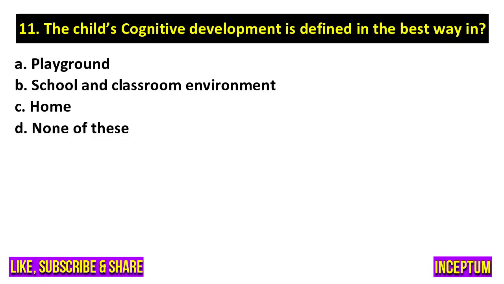Question number 11. The child's cognitive development is defined in the best way in. In the options we have playground, school and class environment, home, none of the above. And the right answer of this question is option B, school and classroom environment.